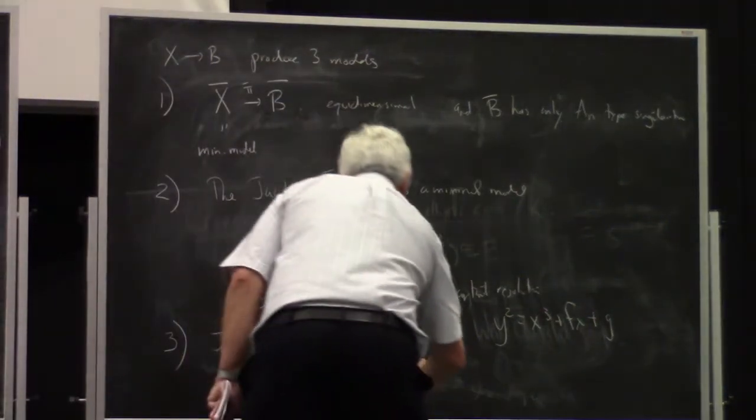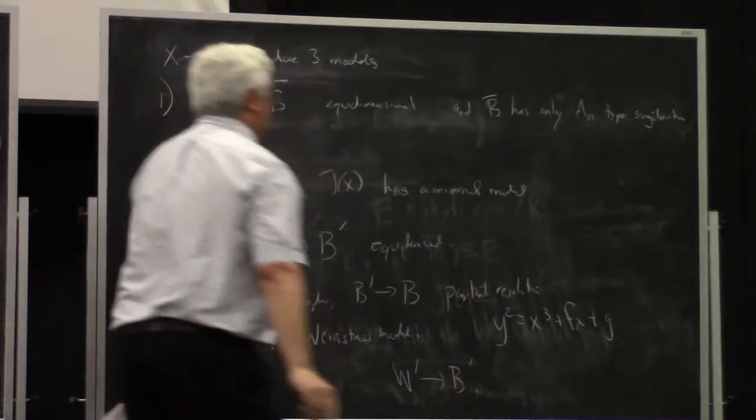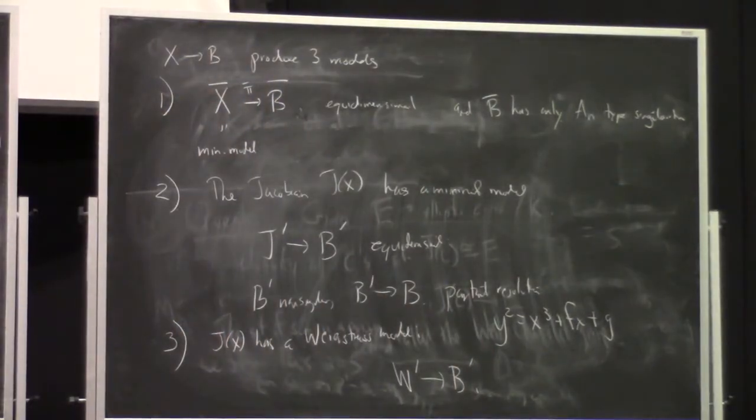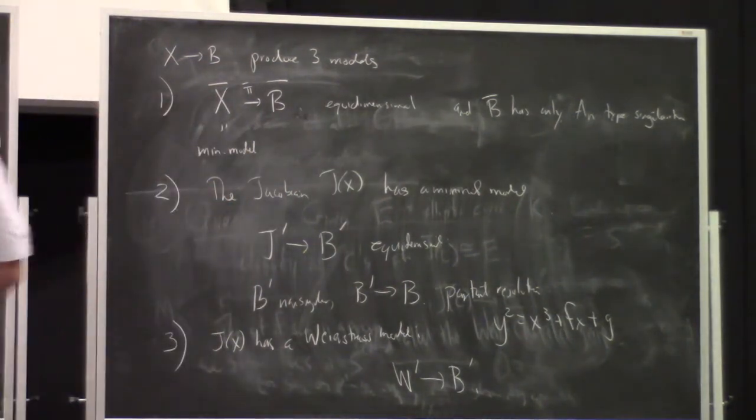And so I'm just going to call that W prime over B prime. The Weierstrass models that we're looking at have canonical singularities in the total space. So they are still Calabi-Yau threefolds, according to my definition, but they're relatively singular ones.